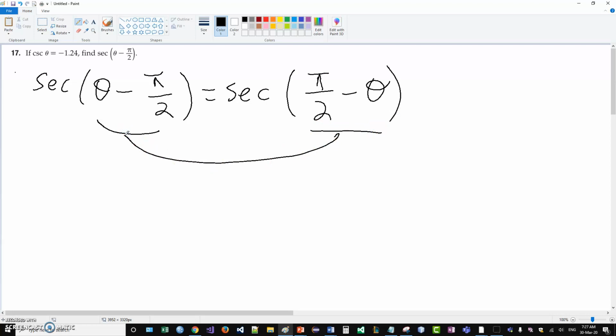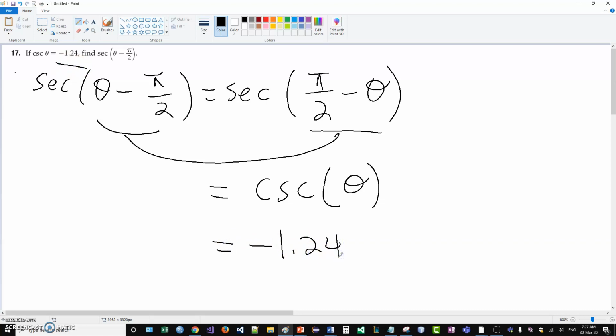Now, from the cofunction identities, we know that secant pi over 2 minus theta equals cosecant theta. We're given that cosecant theta is minus 1.24, which means that this one equals minus 1.24. Pause the video and again go over this. This is a pretty easy one.